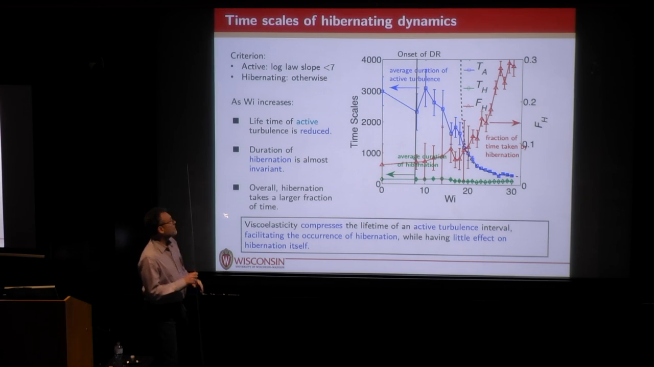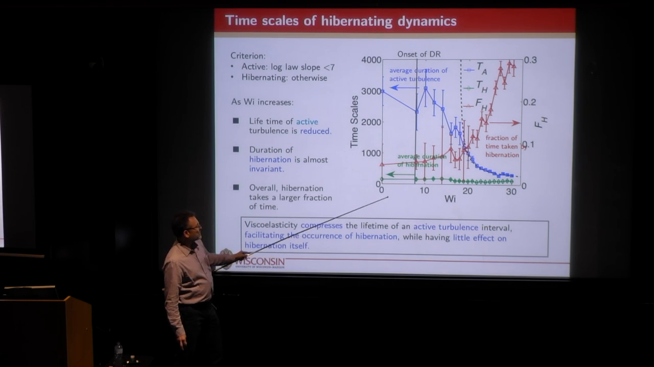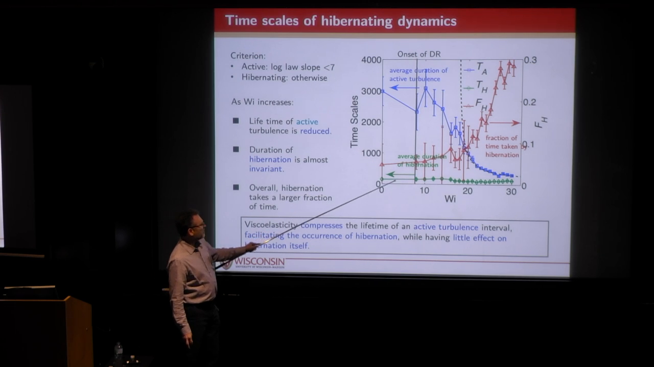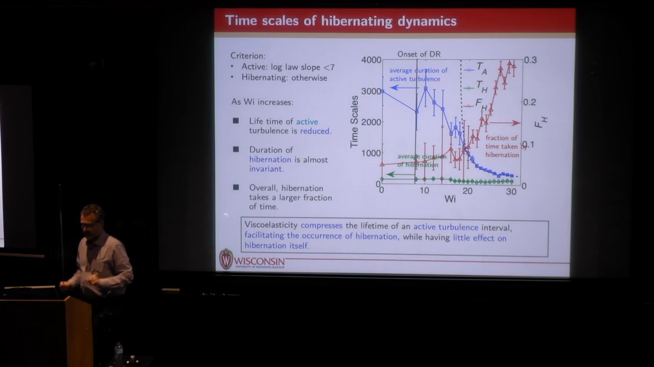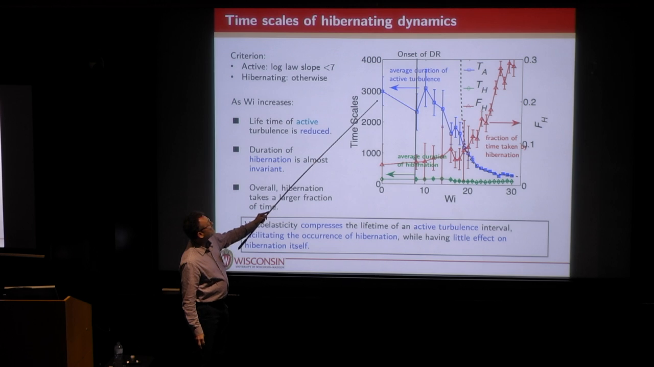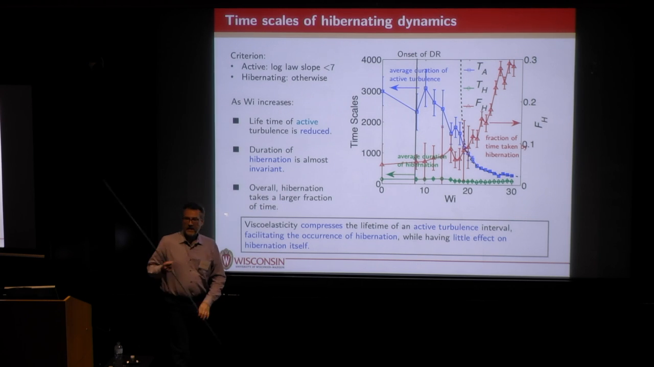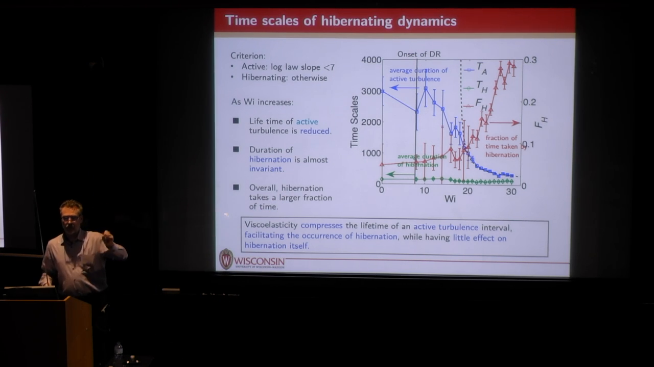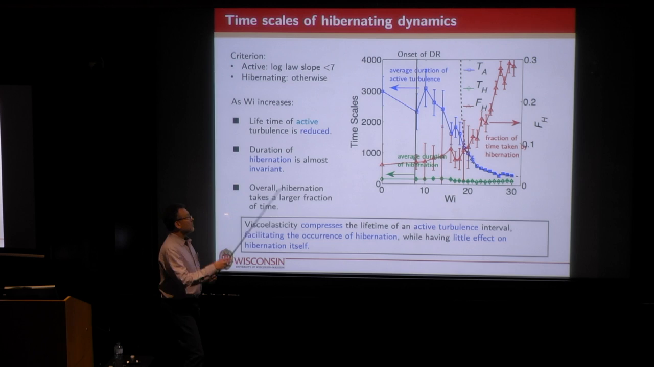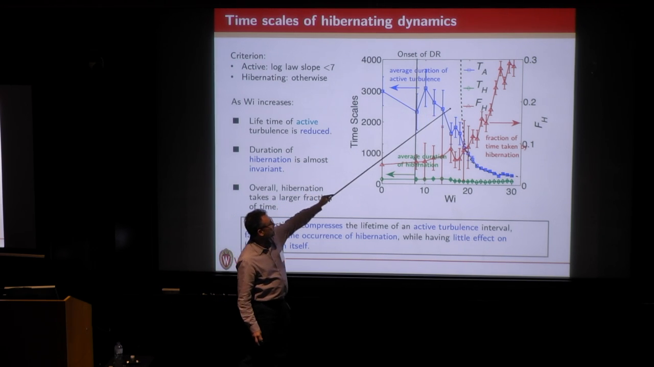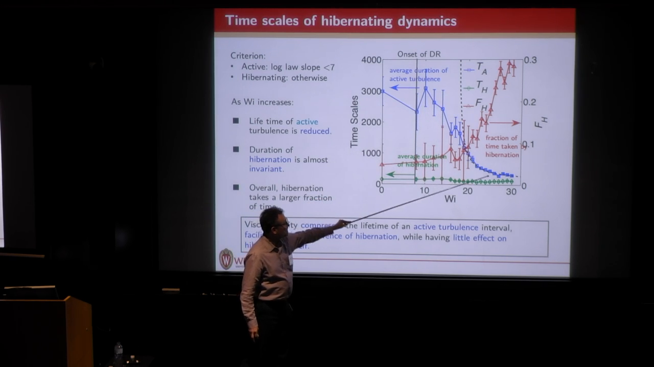What's interesting here is if you look at the duration of these active intervals and of these hibernating intervals as a function of Weissenberg number, very little happens to the hibernating intervals up to a Weissenberg number of, say, 30, whereas for the active intervals, very little happens until the Weissenberg number is 10 or so. The errors are big here because these intervals happen so infrequently in the Newtonian case that we weren't able to gather great statistics. But once you exceed a Weissenberg number of 15 or so, the duration of these intervals goes down, and you see this nice curve.